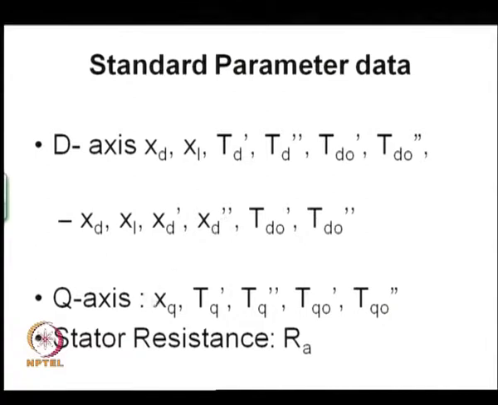On the q axis, of course, you have x q, T q dash, T q double dash, T q 0 dash and T q 0 double dash. In lieu of 2 of these time constants, you could be given x q dash and x q double dash. We will also be given the stator resistance, which usually is very small. In some cases, we may even be able to neglect it. Recall that in the previous lecture, I derived the model equations in per unit form. So, we will be using these per unit equations to do the short circuit analysis of a generator.